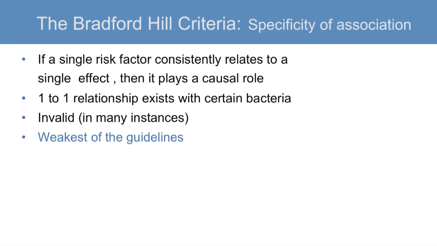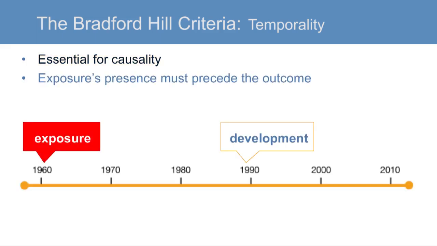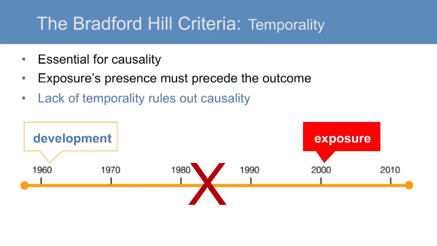So keeping all this in mind, some feel that it is the weakest of all guidelines in the list and may even be misleading. Temporality has been identified as being the most likely to be the essential element or condition for causality. For an exposure to be causal, its presence must precede the development of the outcome. Lack of temporality rules out causality.